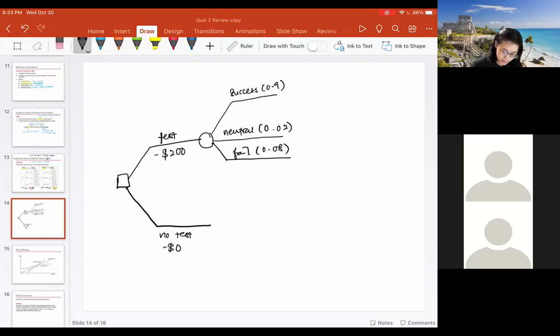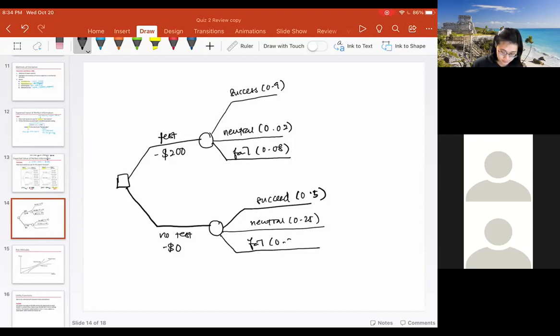Okay, but if you don't do a test, you will succeed only with probability 0.5. You're going to be neutral with probability 0.25, and you're going to fail with probability 0.25. If you fail, you lose $100. If you're neutral, you gain nothing. If you succeed, you gain $1,000. Same here.